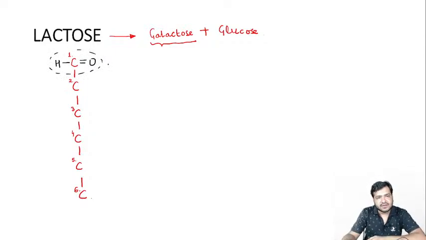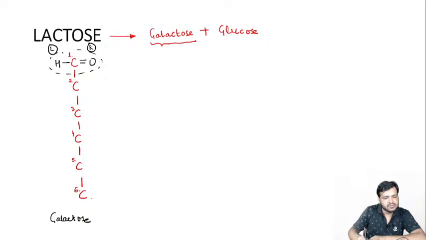Now moving on to the other carbons. In galactose, this is the right side and this is the left side. On the right side it is the OH group which is present over here, and in the fifth place it is the OH.